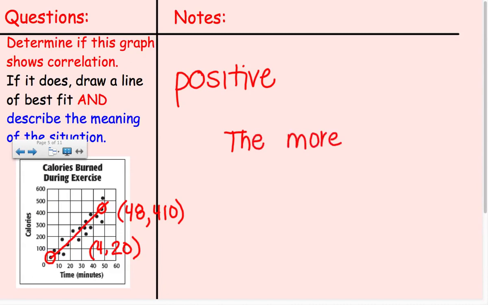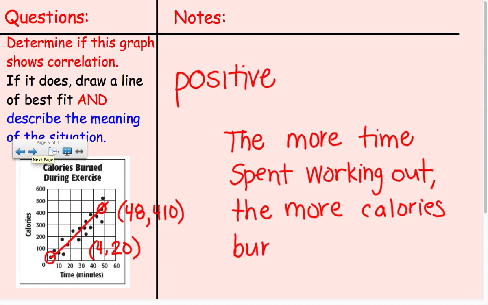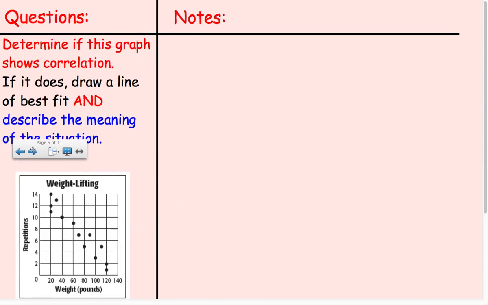the more time spent working out, the more calories burned. Which, if you think about that, that would make sense. The longer you work out, the more calories you're going to burn. All right, let's look at the correlation for this graph. It looks like the dots are going down from left to right, so that means it's a negative correlation.